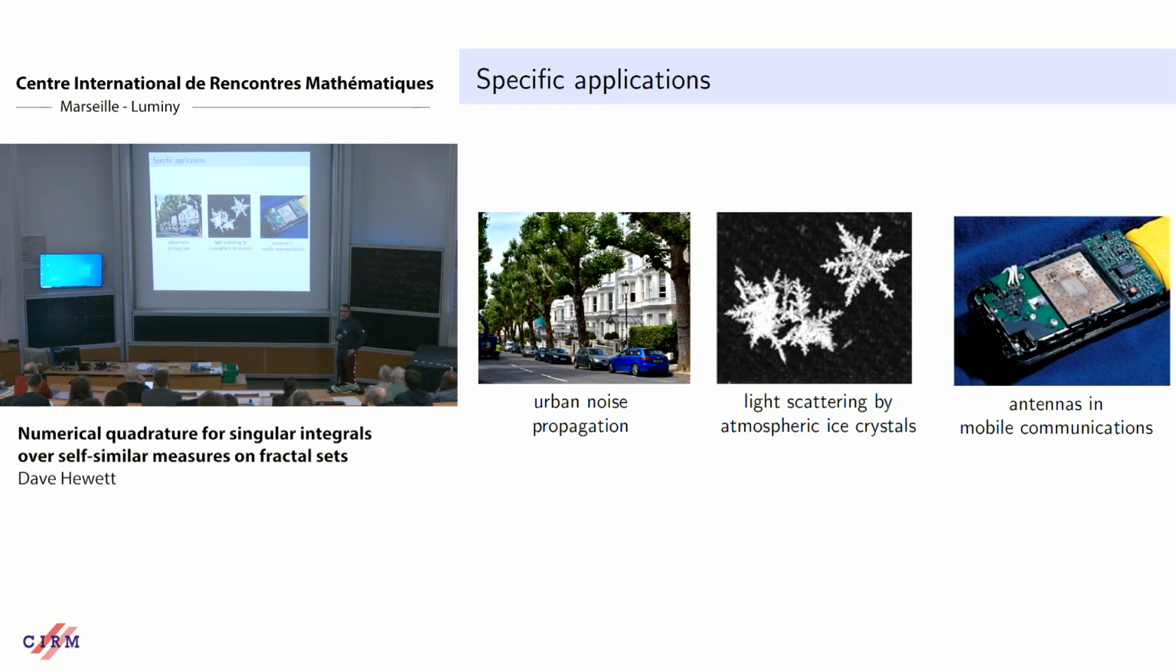But specifically, I've done work in the past, and Simon has too, relating to urban noise propagation. So you might be interested in how traffic noise interacts with vegetation, for instance. I have a collaboration with the UK Met Office who are interested in electromagnetic scattering by ice crystals and aggregates of ice crystals, which often have a fractal structure. And also there's been a lot of work, as this community knows, about antennas in mobile communications using fractal structures. Okay.